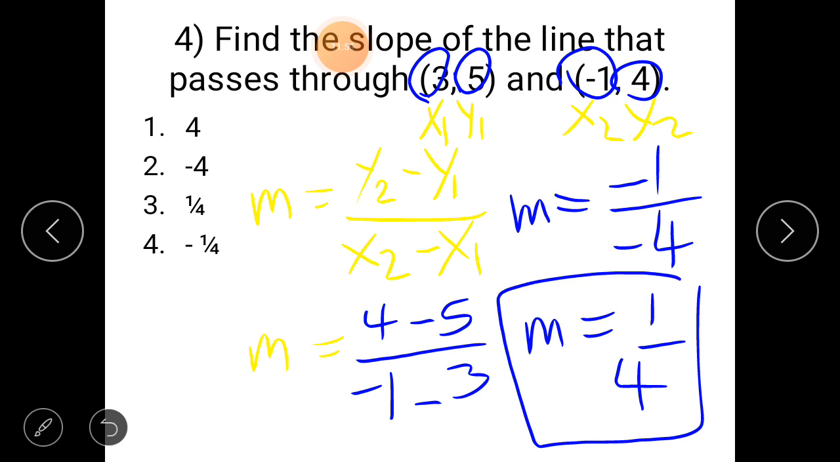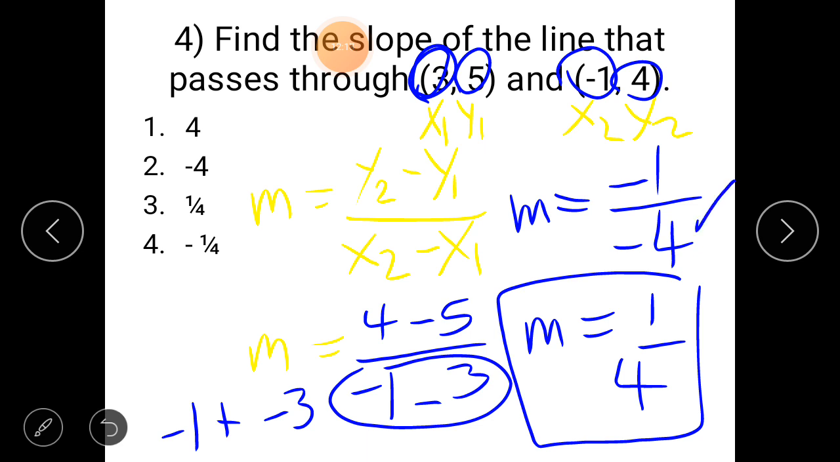Okay? So maybe you were wondering why negative 1 minus 3 is negative 4. If you apply the rule in subtraction, this will become negative 1. Then 3 here is positive, so it will become negative 3. Then minus will become plus. So this will be negative 1 plus negative 3, and that is negative 4.